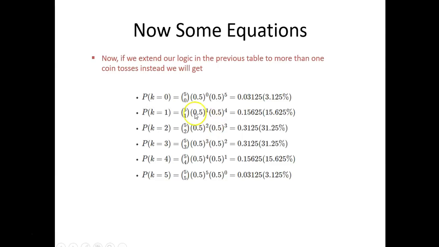Chance of getting 1 head is 0.5 to the power 1 and 0.5 to the power 4. You can see that the sum of these two exponents is always 5, because we are tossing the coin 5 times. So 0 plus 5 is 5, 1 plus 4 is 5, 2 plus 3 is 5, 3 plus 2 is 5. So basically what is happening is, if I make this 0, this will be 5. If I make this 1, this will be 4, 2, 3, 3, 2, 4, 1, 5, 0. So these are 5 coin tosses and 5 different probabilities of getting 0, 1, 2, 3, 4 and 5 heads.